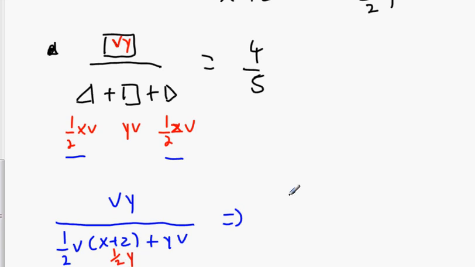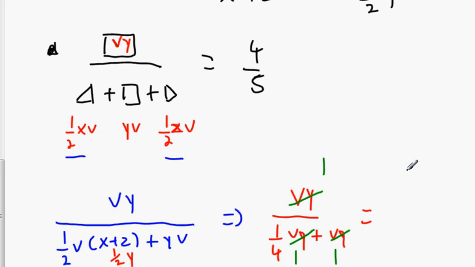So now we're going to have vy divided by a quarter vy plus vy. Now we're going to cancel all the vy's, okay? So that will turn to 1, that will turn to 1, that will turn to 1. And we're going to be left with 1 divided by a quarter plus 1, which is going to get you 1 divided by 5/4. Put that into your calculator and you're going to get 4/5. Okay? So we just have to prove that the fraction is 4/5, okay?